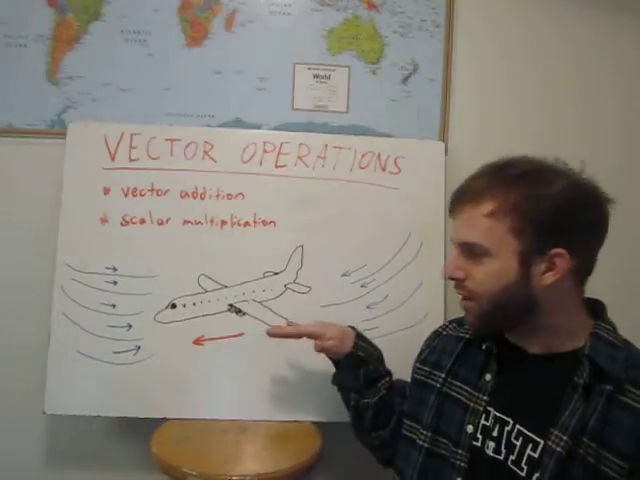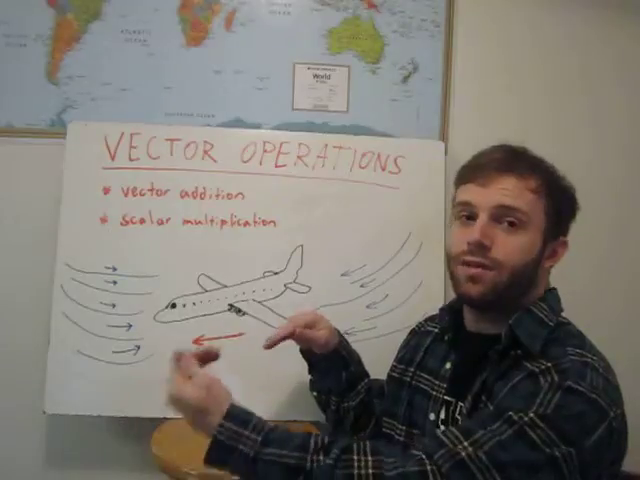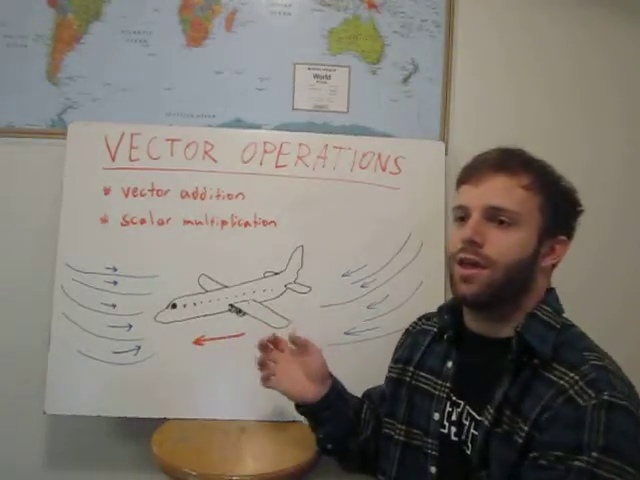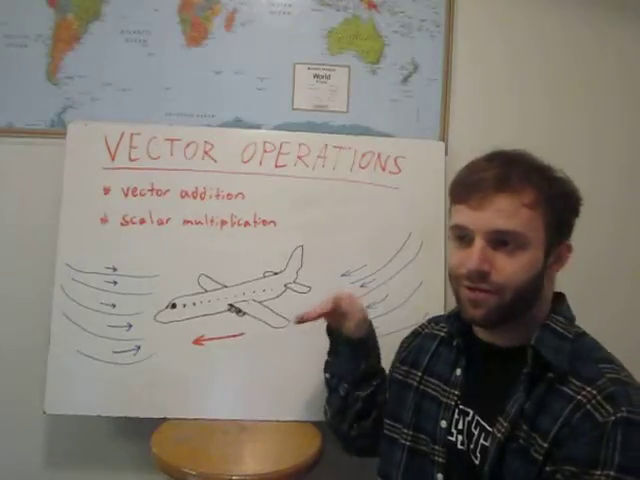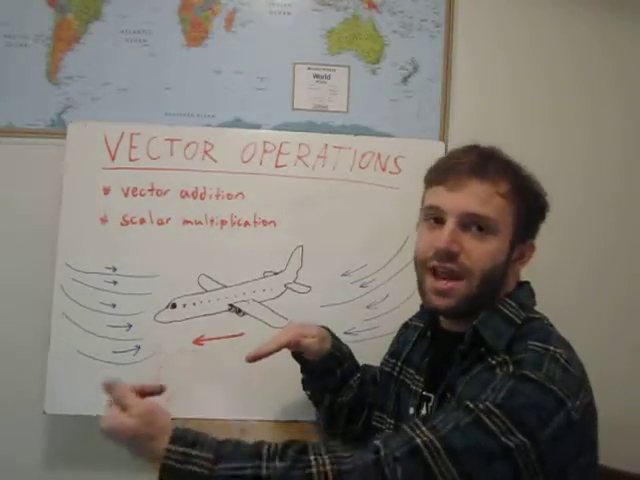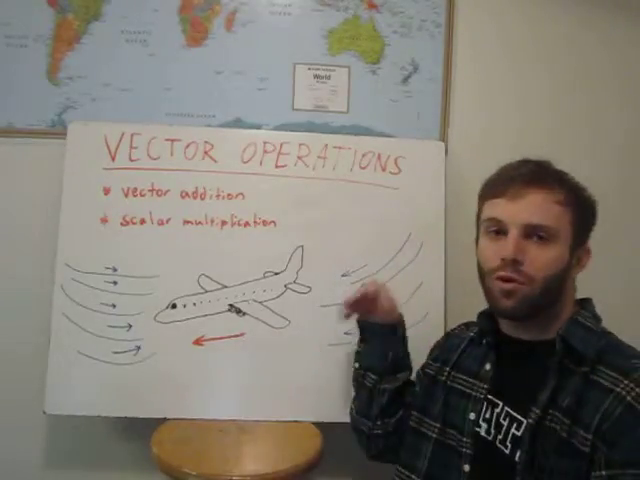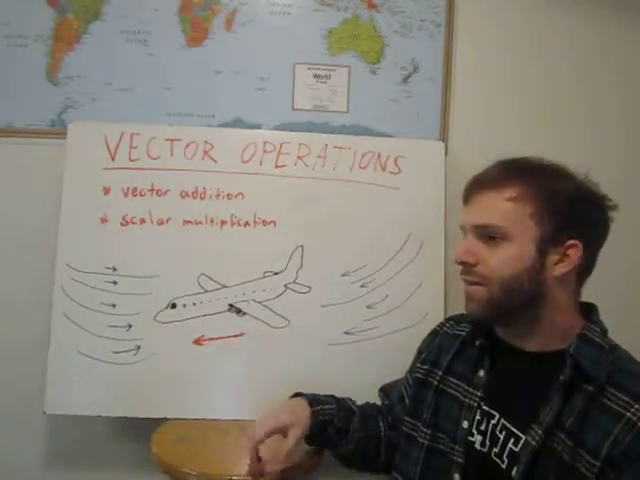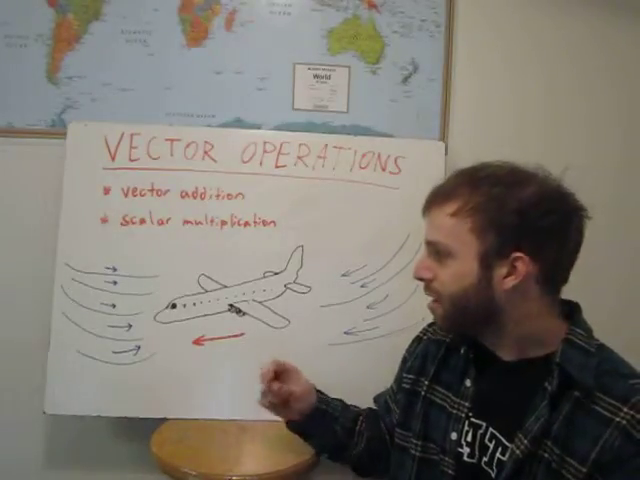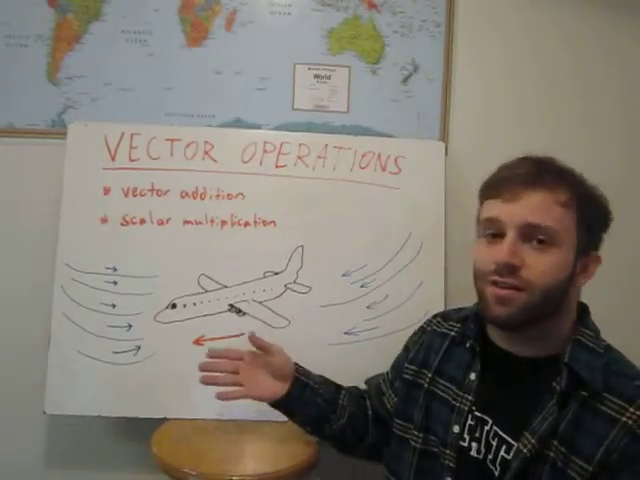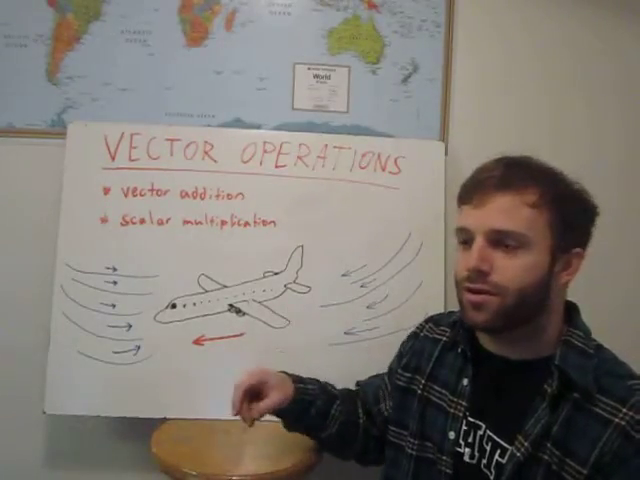Say you've got a plane going one way and the wind coming the other way against the plane, then your resultant vector is going to be the velocity of the plane with the negative velocity of the wind going against it. Or you could have the wind going with the plane, and then you'd just be adding the vectors, making the plane go faster.